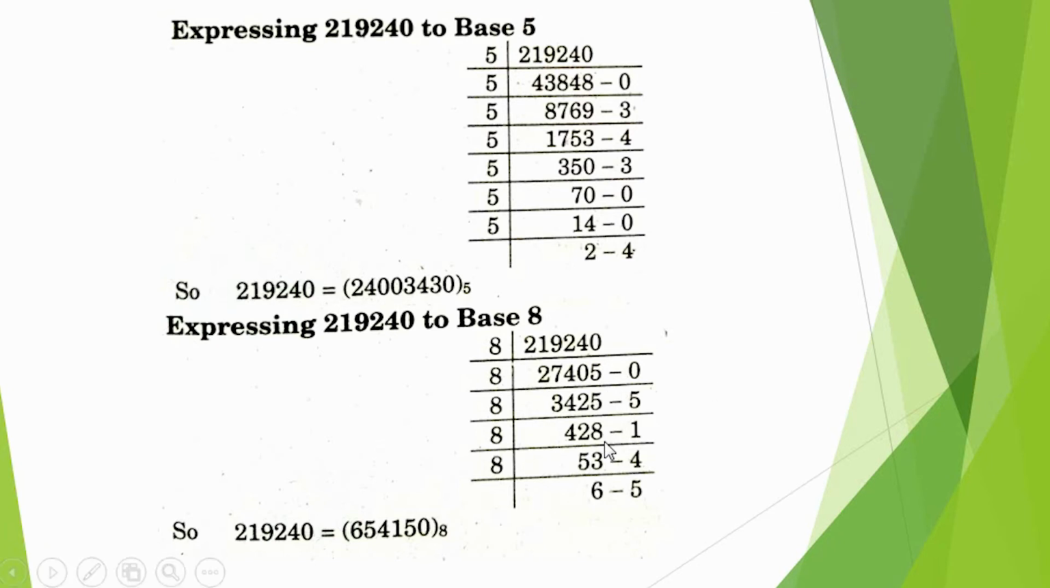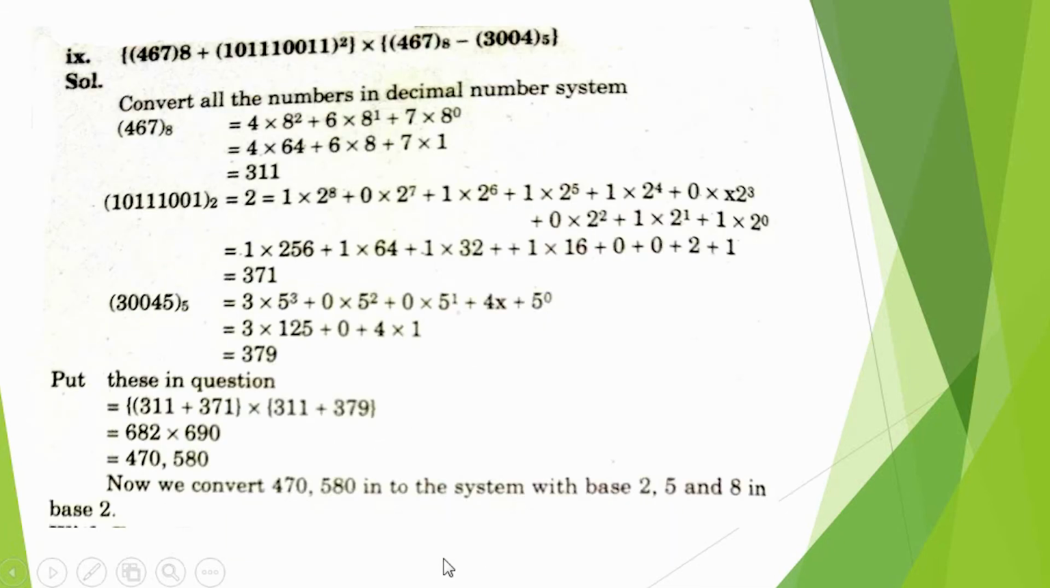8 4s are 32. 2 becomes 22. 8 2s are 16. 5 becomes 65. 8 8s are 64. 1 becomes carry. 8 5s are 40. 8 3s are 24. 4 becomes carry. 8 6s are 48. 5 becomes carry. Now we write these values with their base octal.